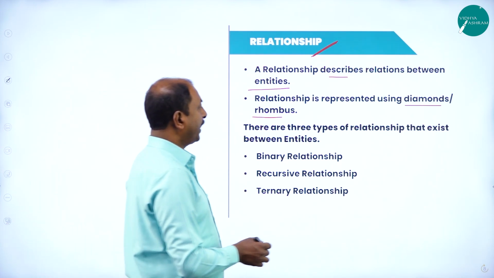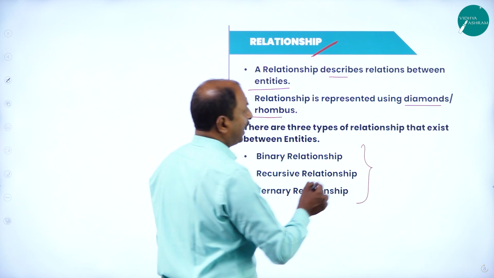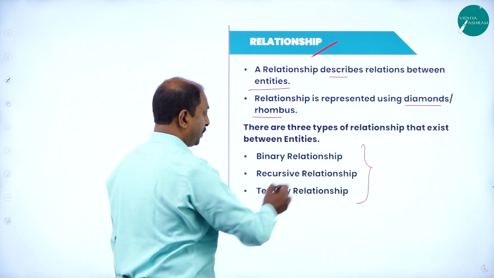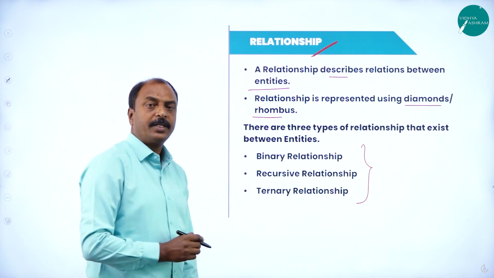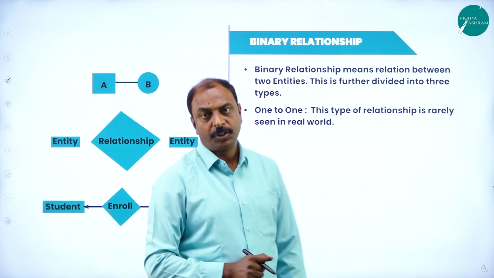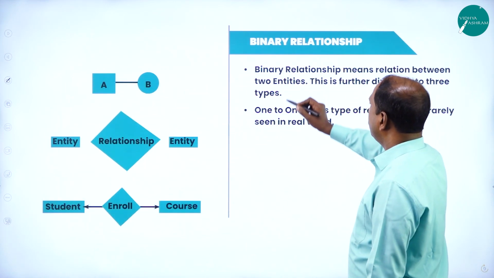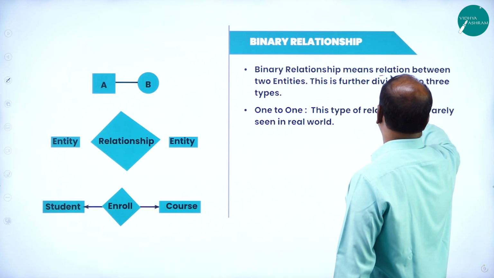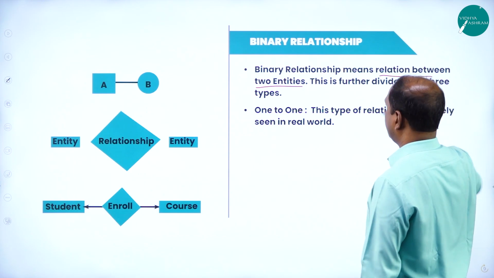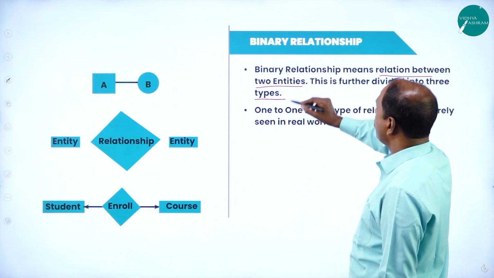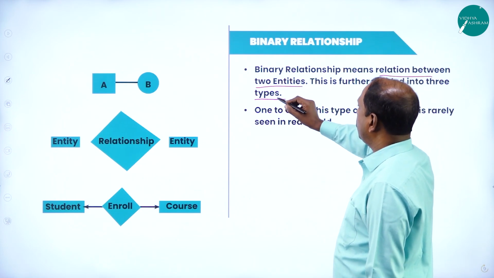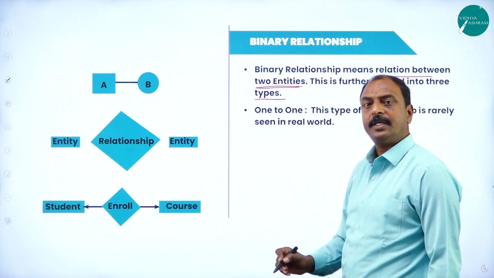Now here we can find different types of relationship. One is binary relationship, recursive relationship and ternary relationship. Now let us see what a binary relationship is. Binary relationship means a relation between only two entities. This is further divided into three types. What is binary? Binary stands for two. So it is a relationship between two entities only.